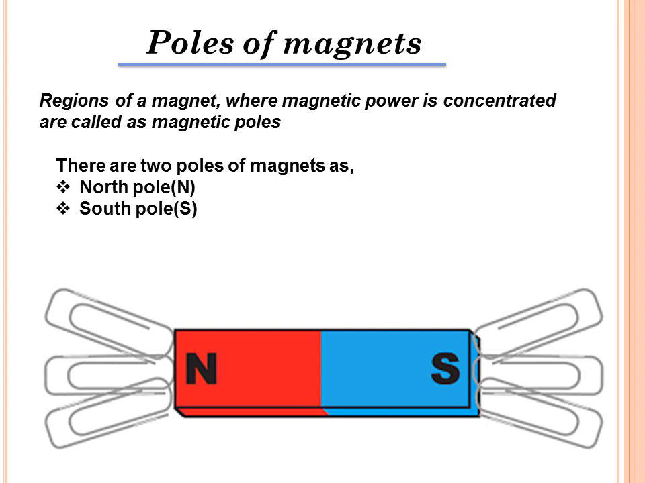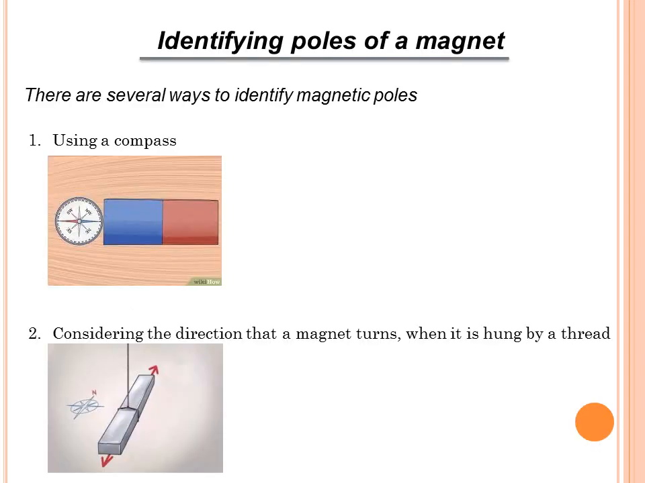Next we have to talk about poles of magnets. Regions of a magnet where magnetic power is concentrated are called magnetic poles. There are two poles of magnets, North Pole and South Pole. You know that the South Pole and North Pole are marked in most magnets.